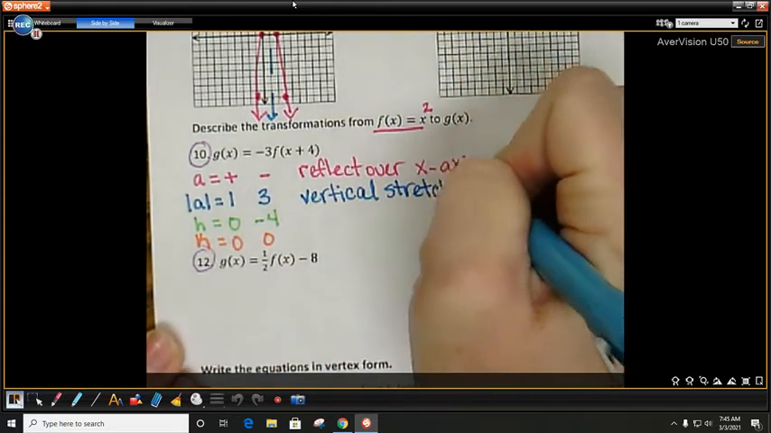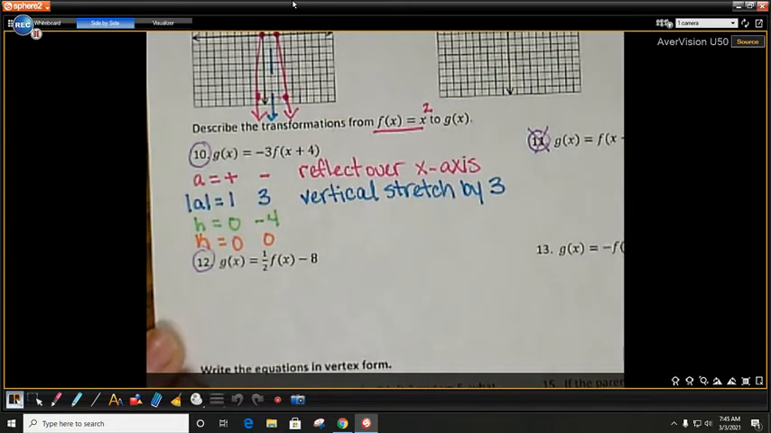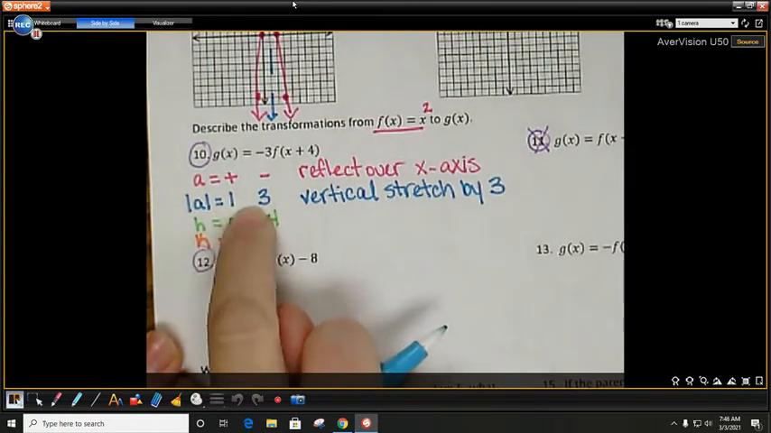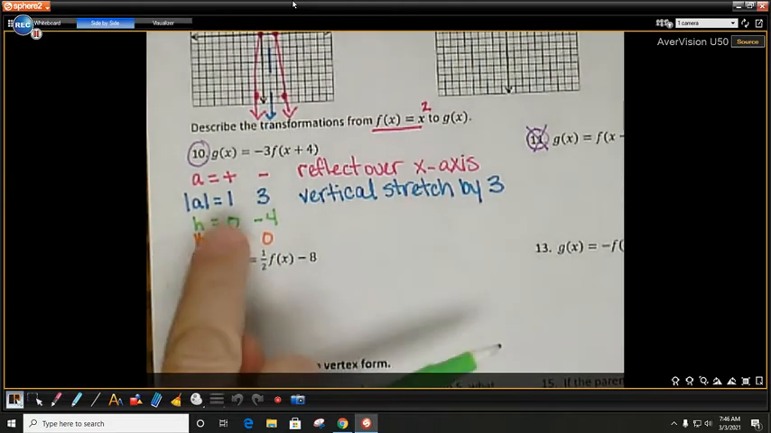By how much? 1 times what gives you 3, so by 3. If I multiply my 1 by 3, I get 3. So that's how I know I vertically stretched by 3.